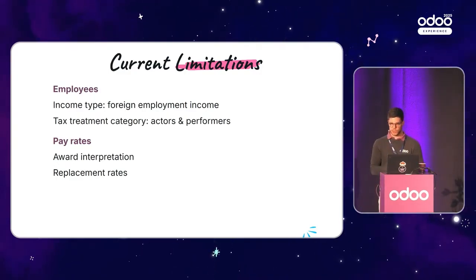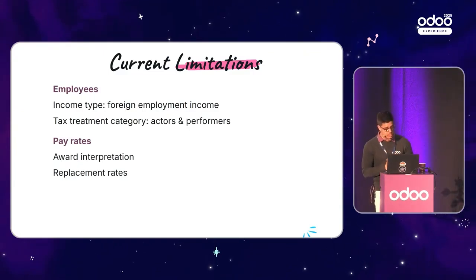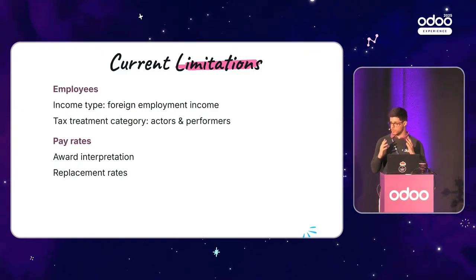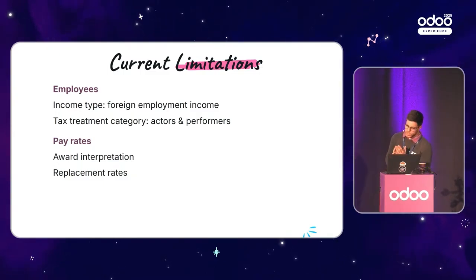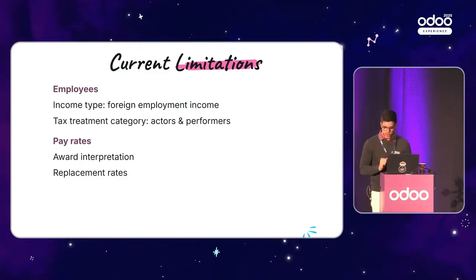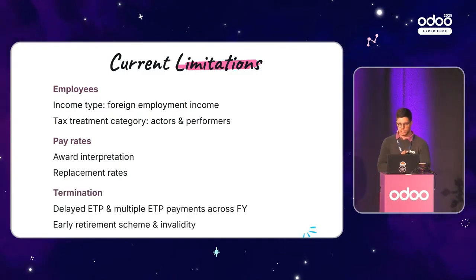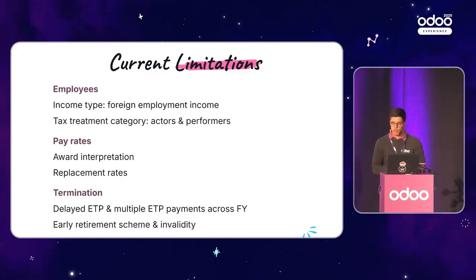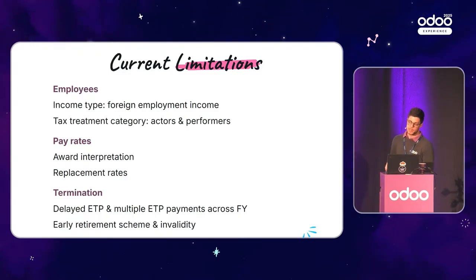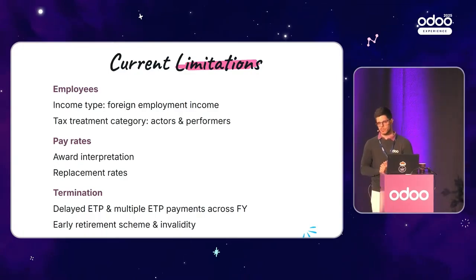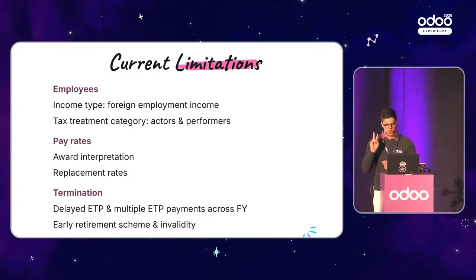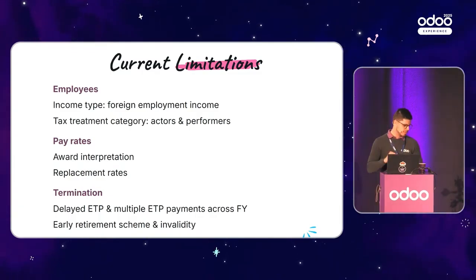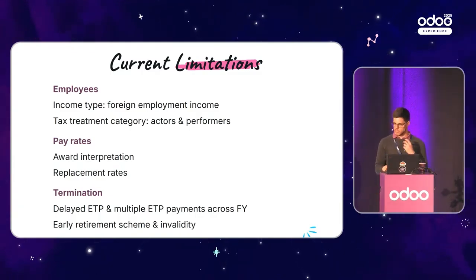You don't have an indicator to tell you you're underpaying your employees, at least not at the time. Replacement rate, so if you're replacing your manager for that one day at work, this is something that at the moment we do not manage, but this is a limitation we're aware of and working on. Finally, certain termination payments limitation. Of course, you can terminate employees in a lot of different ways. However, delayed ETP and multiple ETP payments across different financial years, this is still something that we're working on. A little complicated, but our team is already on it. And finally, two use cases, early retirement scheme and invalidity. We're still working on it as well. Okay, we can talk about it after the talk.